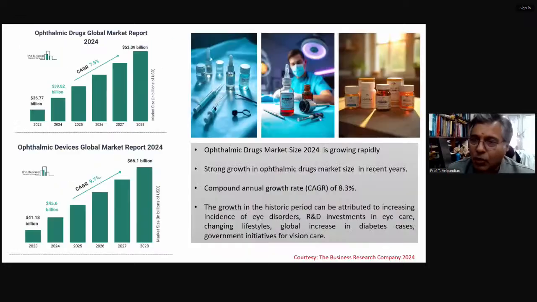And that is also giving us a good opportunity for the development. If you just look at the ophthalmic drugs market in 2024, it is growing rapidly, with strong growth in the ophthalmic drug market, which is a very good thing for us to go for innovation, trying to bring new therapeutics. It is almost a compound annual growth of 8.3%, and I think now the world is looking forward for innovation in the eye, especially ocular therapeutics. So we feel very happy about it.